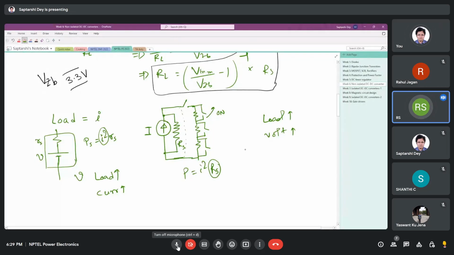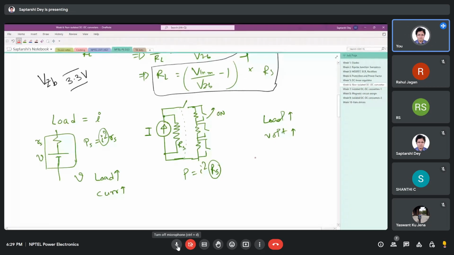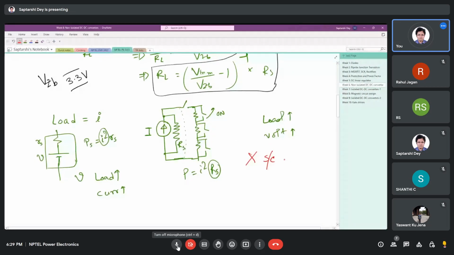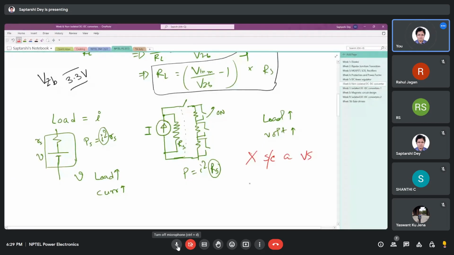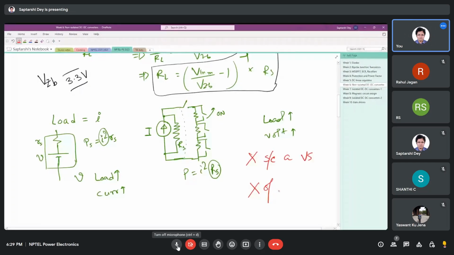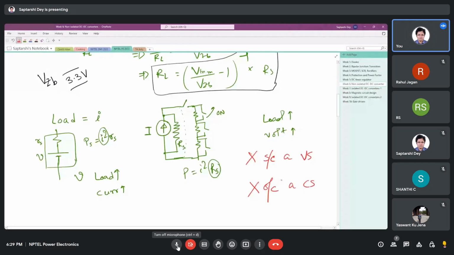So for any source, we can say in general that you cannot short circuit a voltage source. You cannot open circuit a current source.